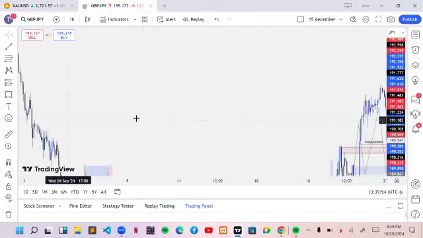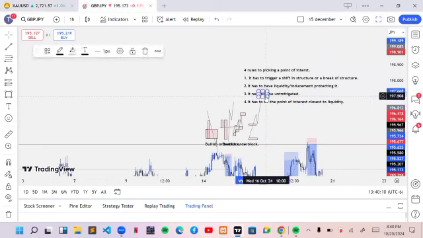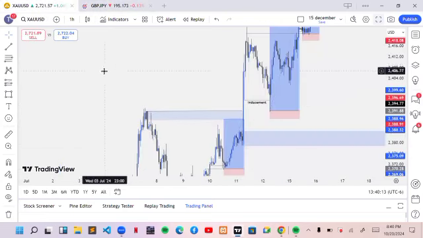Remember, the first rule says there has to be a break of structure or a market structure shift. Pay attention here. There's a break of structure clear here. The second rule says it has to have liquidity protecting it. Liquidity is our first pullback, which is this inducement. The third rule says it needs to be unmitigated. It means price needs to not have tapped that breaker block.